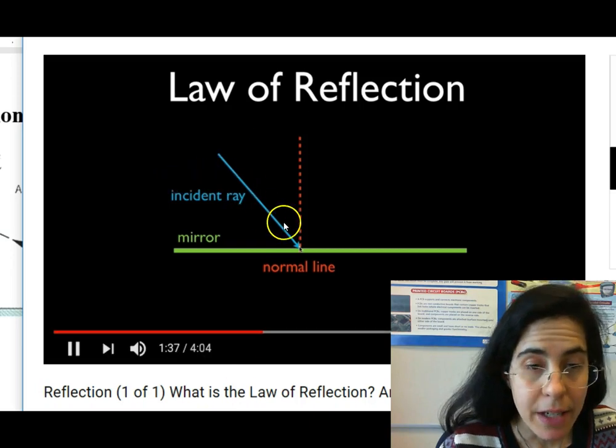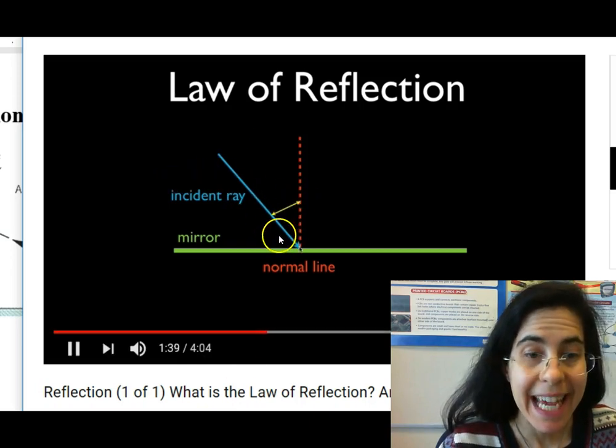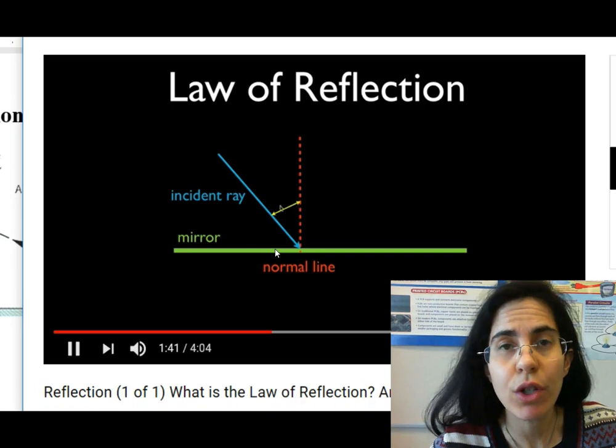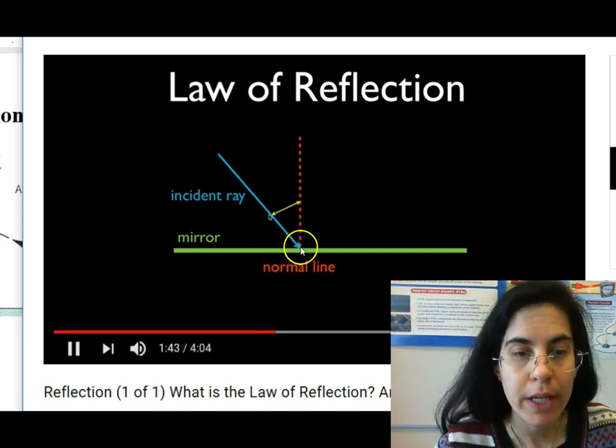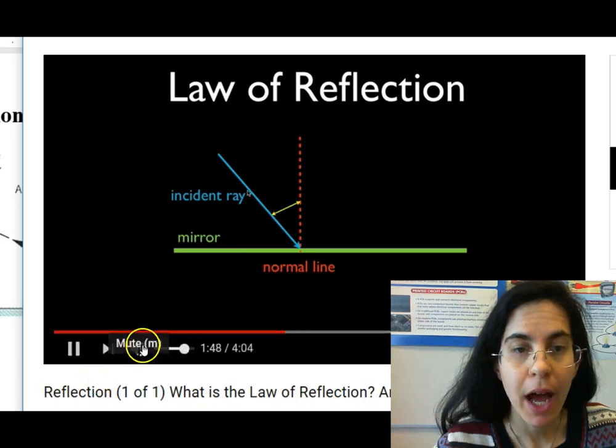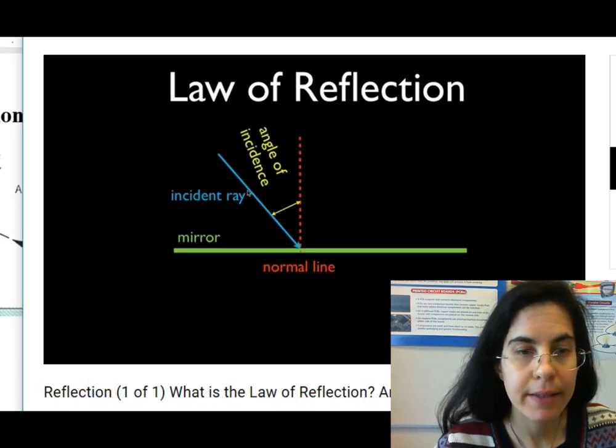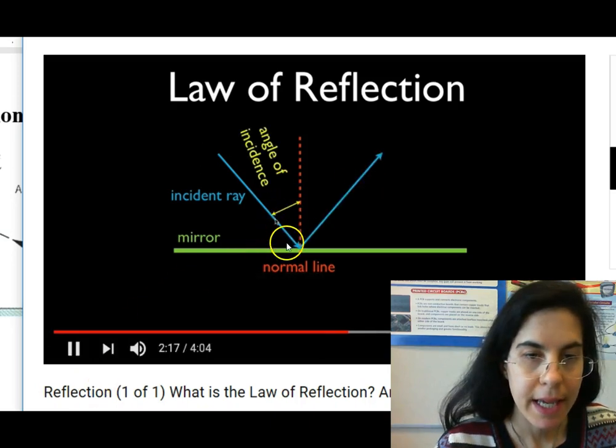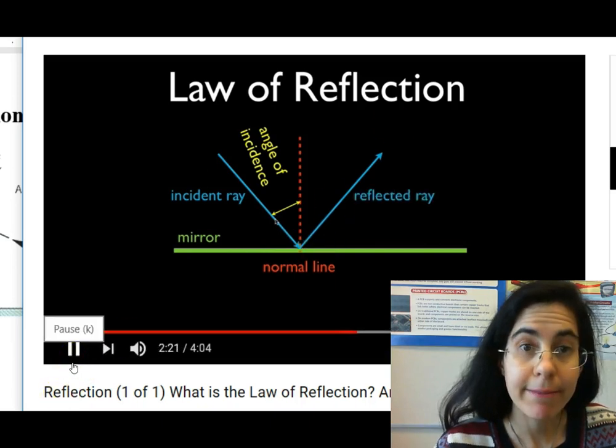The angle in, also known here as the angle of incidence, you can call it theta in for short, is going to be exactly equal to the angle of reflection on the other side. See? Just like this. Angle in, angle out. Same thing.